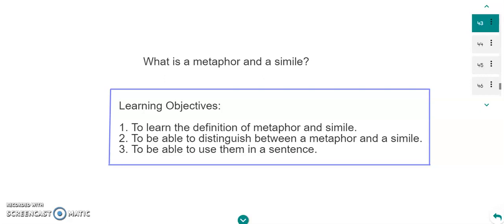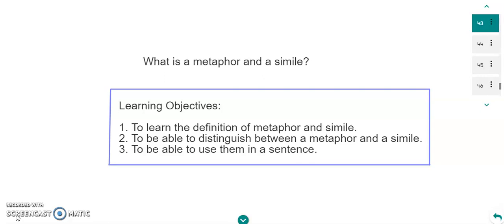In today's lesson, I'm going to be teaching you about metaphors and similes. You may have heard of them before. They are literary devices used to describe an object or an action. They are commonly found in creative writing such as novels, plays, and poetry.